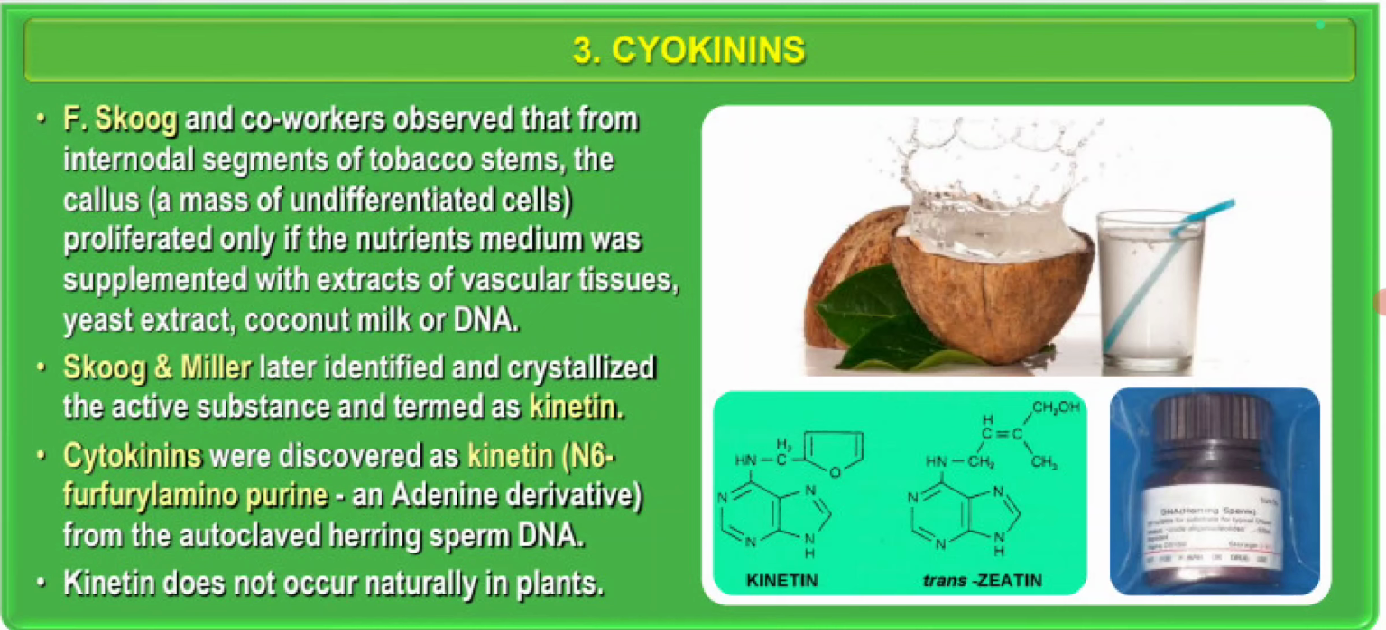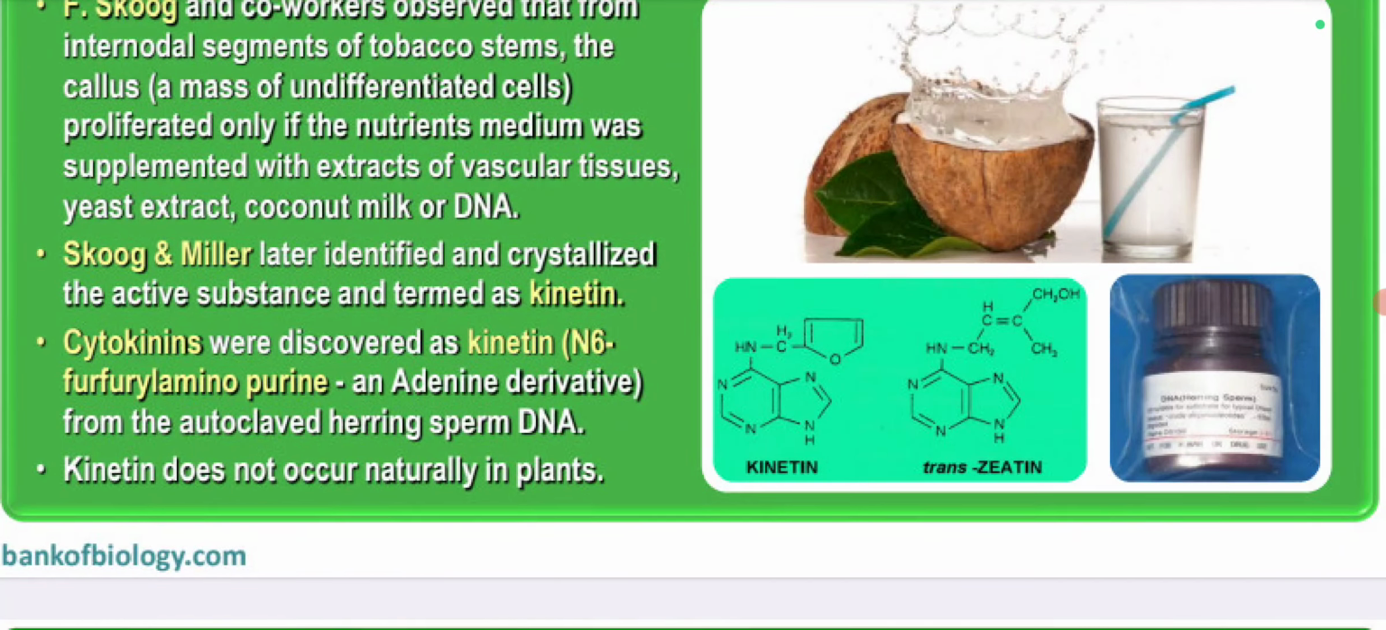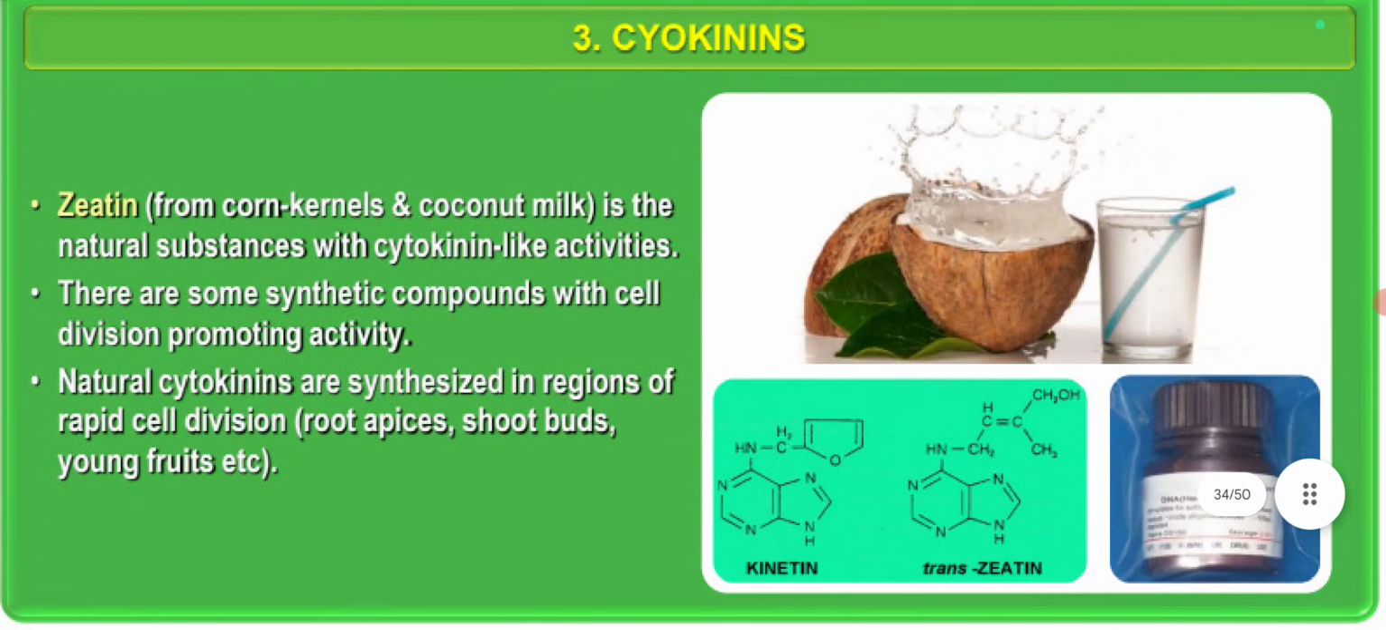What do you mean by autoclaved herring sperm DNA? It refers to the DNA extracted from the sperm of herring fish and subsequently sterilized using steam at high pressure. That is called autoclaved herring sperm DNA. Kinetin does not occur naturally in plants. Next, zeatin from corn kernels and coconut milk are natural substances with cytokinin-like activities. There are some synthetic compounds with cell division promoting activity. Natural cytokinins are synthesized in regions of rapid cell division: root apices, shoot buds, young fruits, etc.